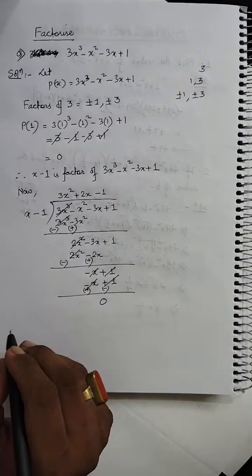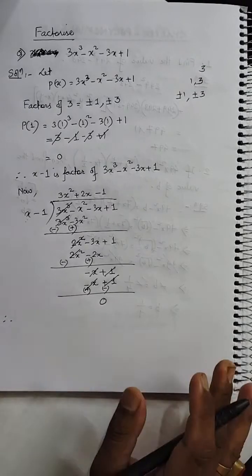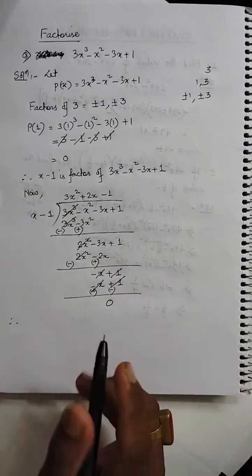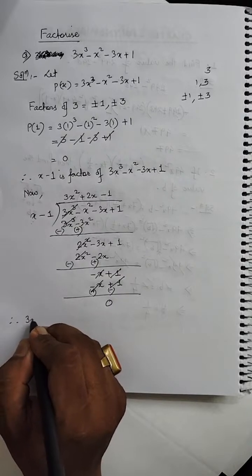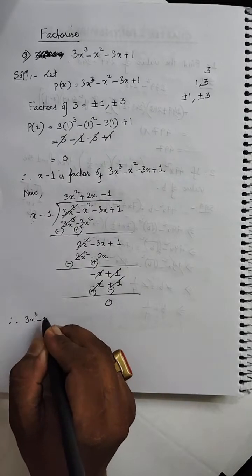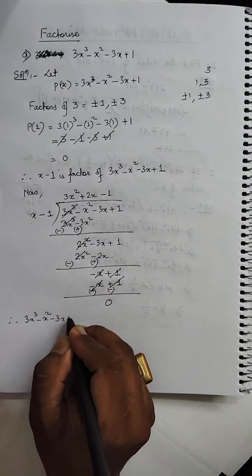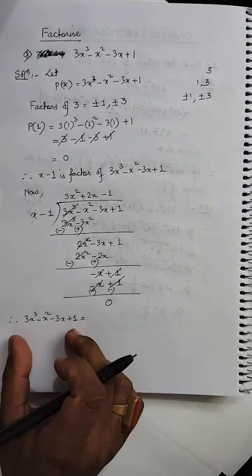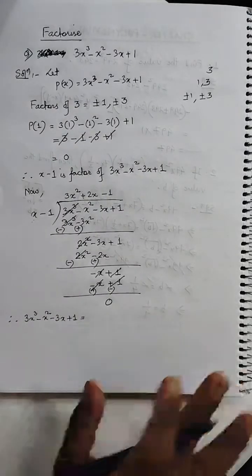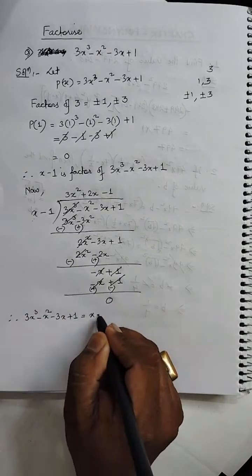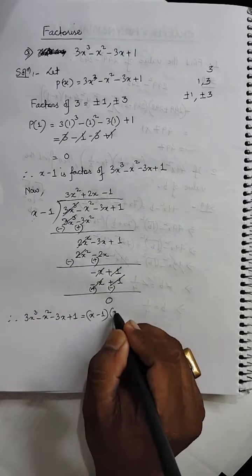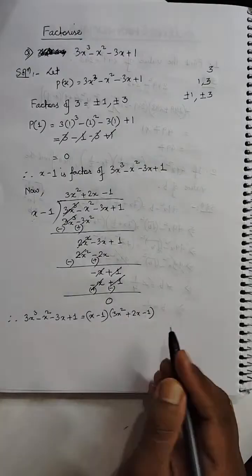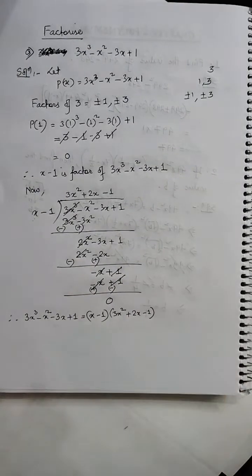Okay, so we'll write, therefore, is it visible? 3x cube minus x square minus 3x plus 1. So do you remember the division algorithm? Dividend is equal to divisor into quotient plus remainder. So we have divisor x minus 1 multiplied by 3x square plus 2x minus 1. Okay, and the remainder is 0, so we won't write plus 0. We'll keep it in this form.